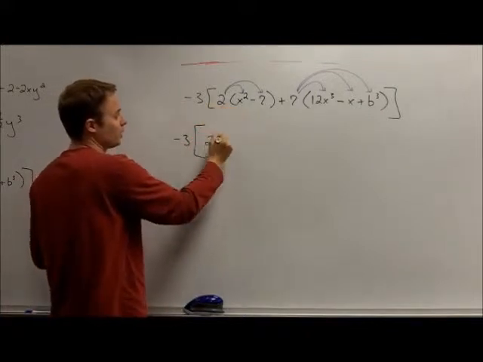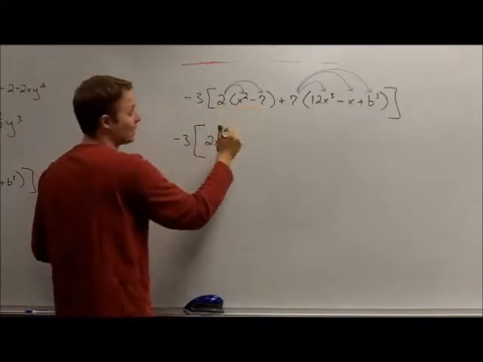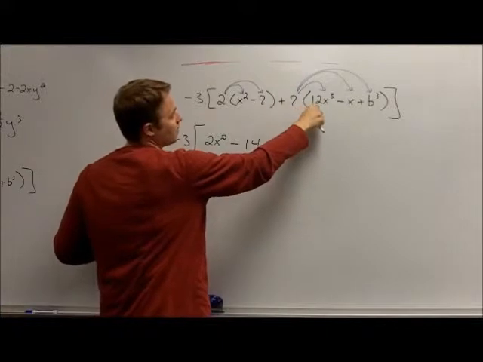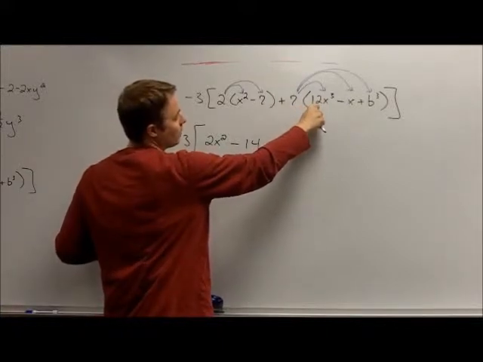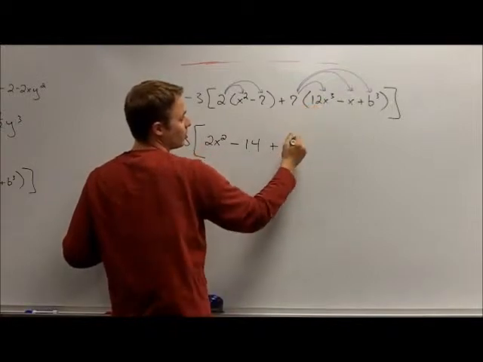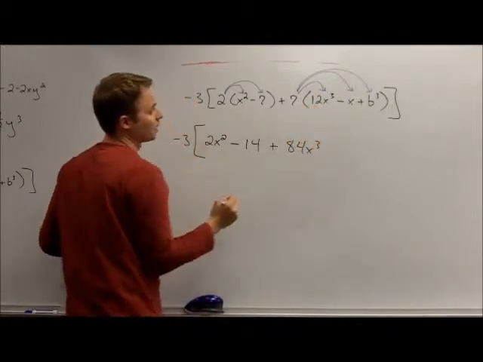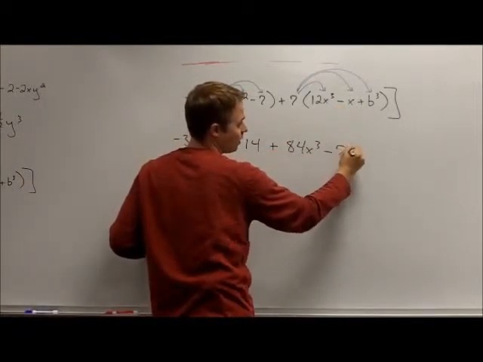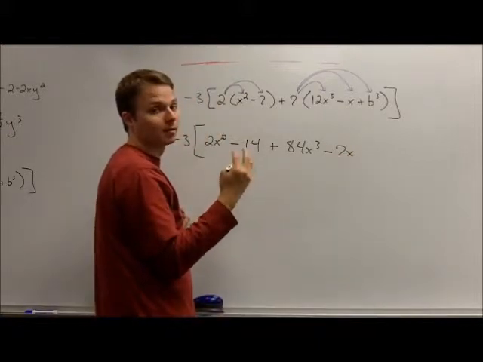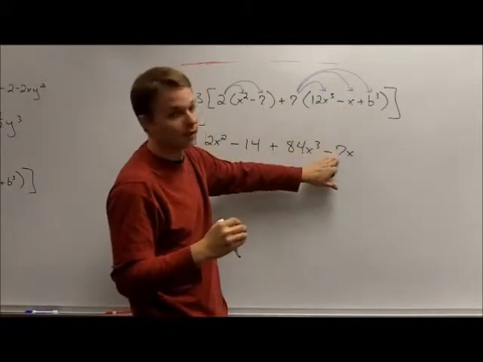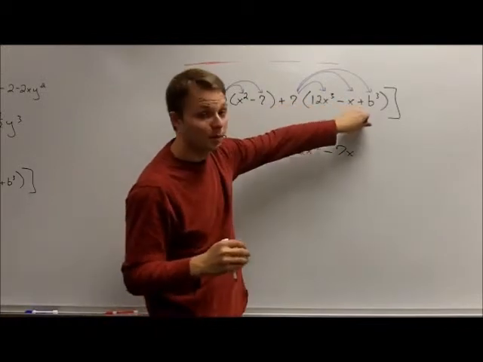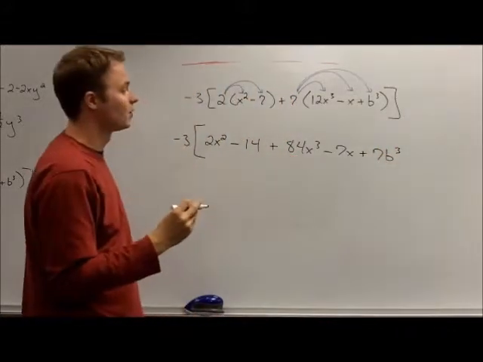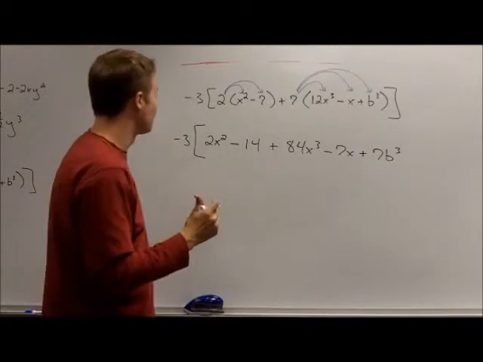So 2 times x squared will become 2x squared. 2 times -7 will become -14. 7 times positive 12, this will be a positive 84, so 7 times 12x cubed will be 84x cubed. 7 times a negative x will be negative 7x. Again, our rules of multiplying negatives and positives still apply, so a positive times a negative is a negative number. And then a positive 7 times a positive b cubed is a positive 7b cubed, so we'll get plus 7b cubed at the end.